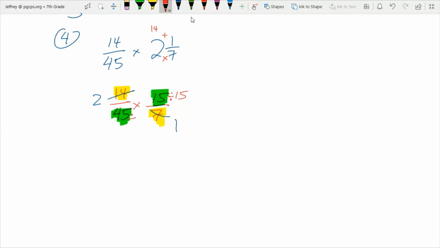Now, can you use 5? Definitely. But the thing is, if you use 5, you still need to reduce it. Now, 15 divided by 15 is 1. 45 divided by 15 is 3. Now we can multiply straight across. 2 times 1 is 2, and 3 times 1 is 3. And you are done.